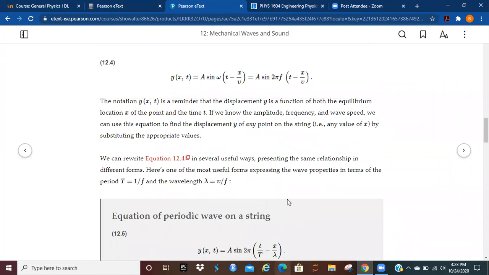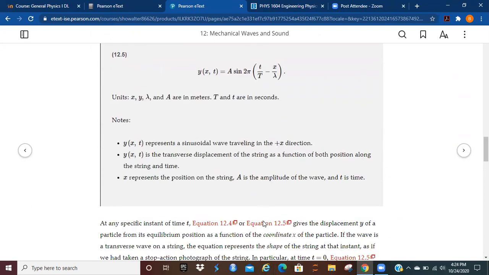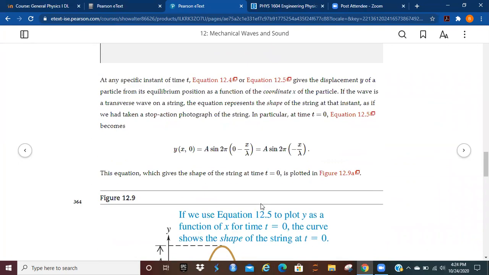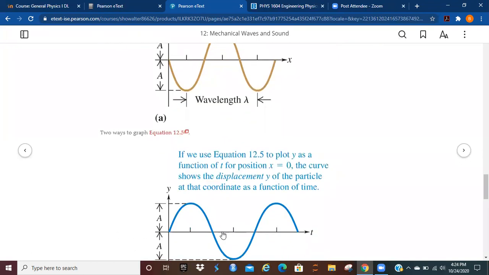So basically, knowing that the period here is 1 over f, if you make a switch here, and that the wavelength is velocity divided by the frequency, then you can make a replacement here, and it can end up looking like this. So depending on what you know and what you can substitute in, you've got yourself an equation where you can find where the point is in the y direction at any particular time.